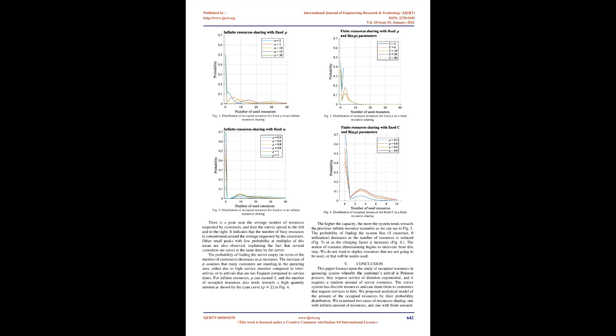It indicates that the number of busy resources is concentrated around the average requested by the customers. Other small peaks with low probability at multiples of this mean are also observed, explaining the fact that several customers are served at the same time by the server. The probability of finding the server empty, in terms of the number of customers, decreases as increases. The increase of assumes that many customers are standing in the queuing area, either due to high service duration compared to inter-arrival, or to arrivals that are too frequent compared to service times.